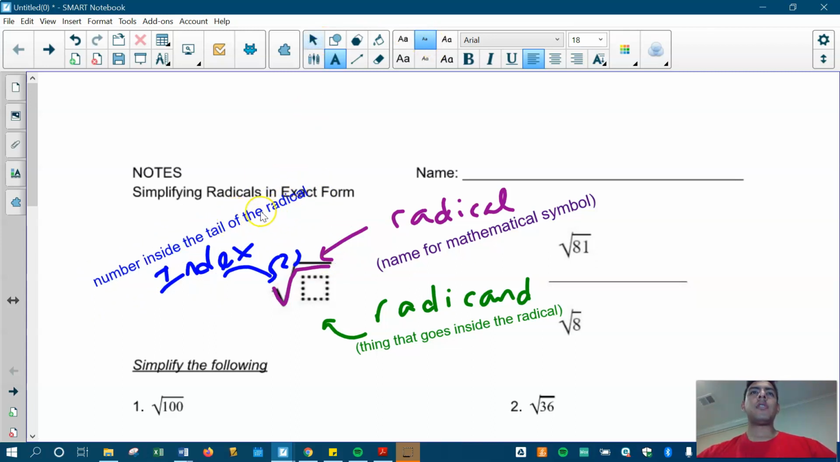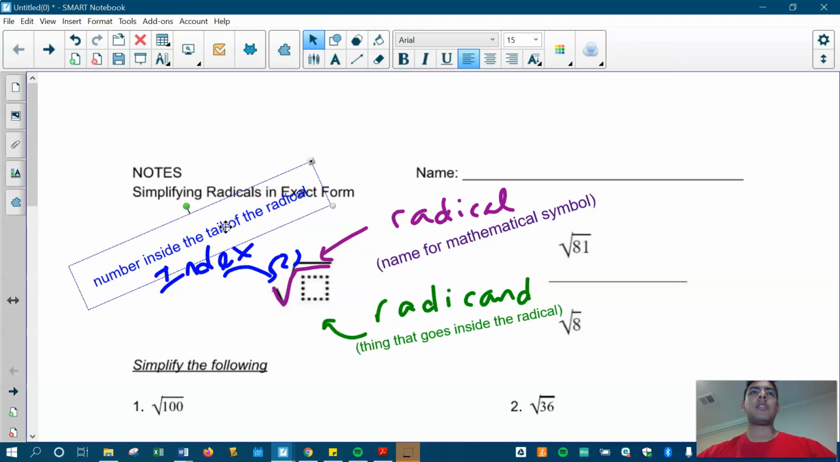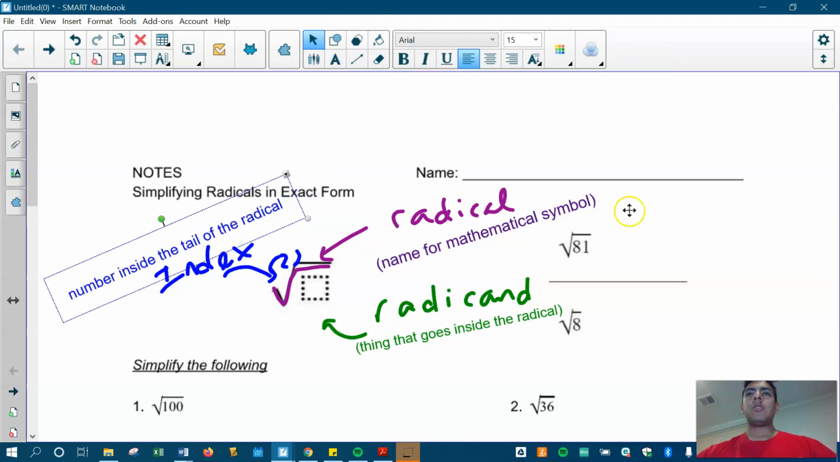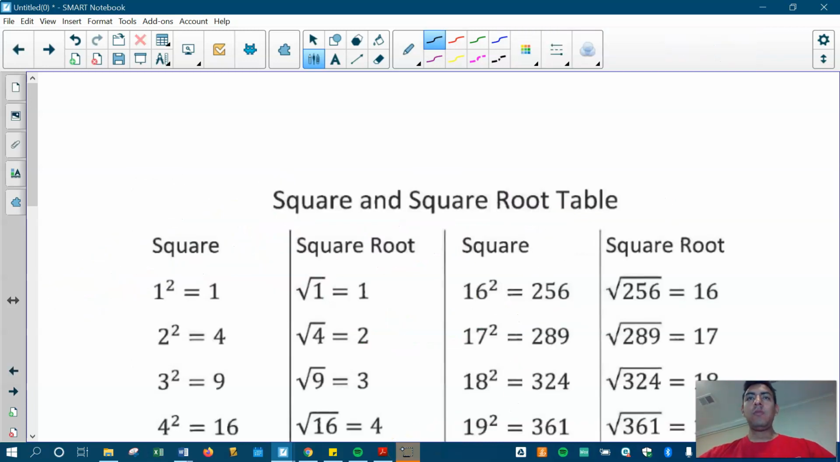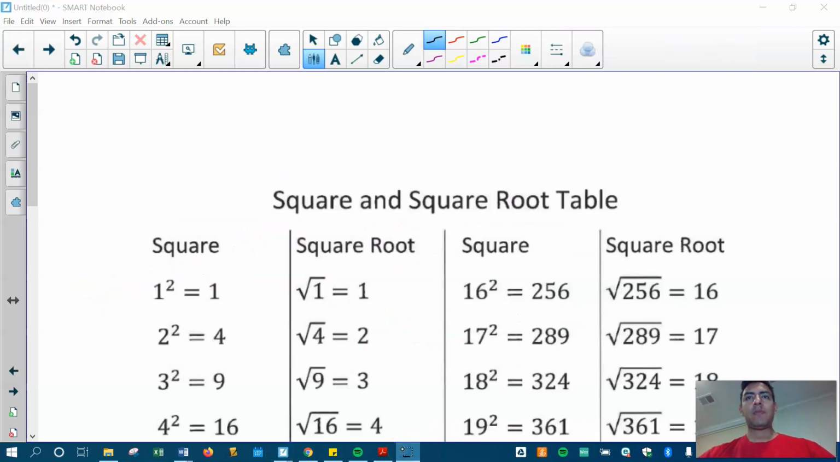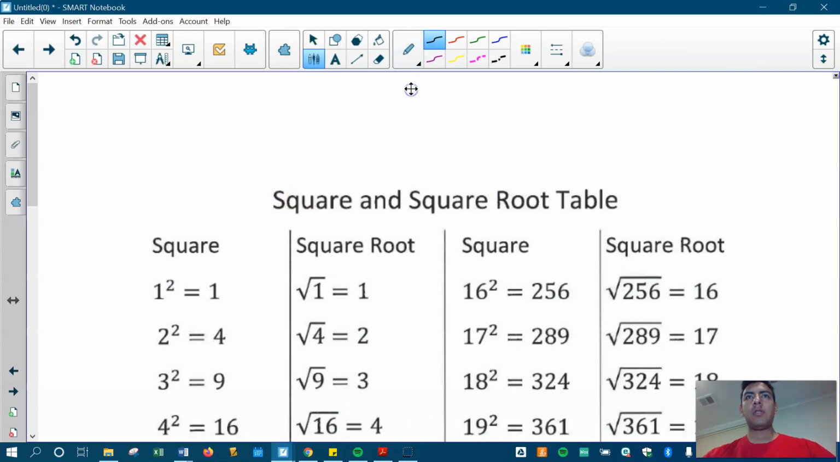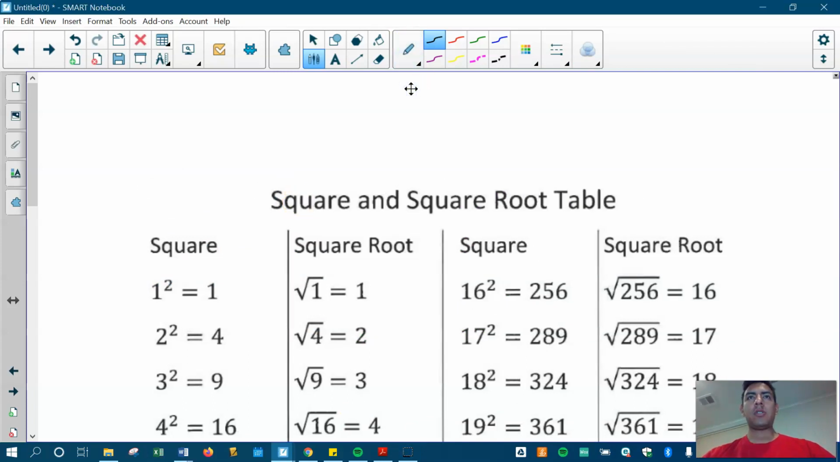So now I want to go over a couple things here. Number one, I want to go over this part, square root of 81 and square root of 8. So if you were to use a calculator.